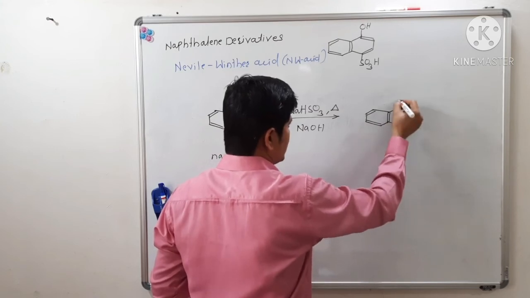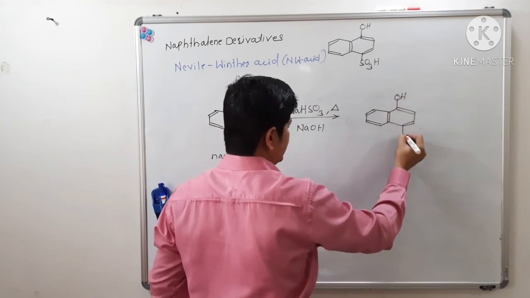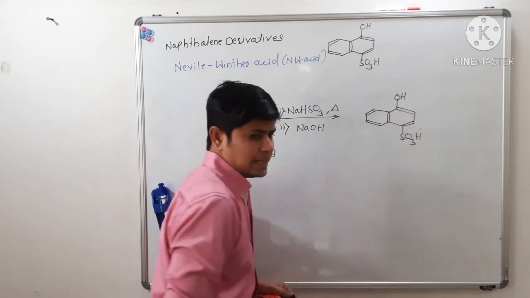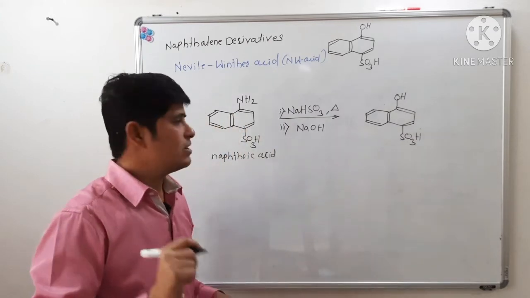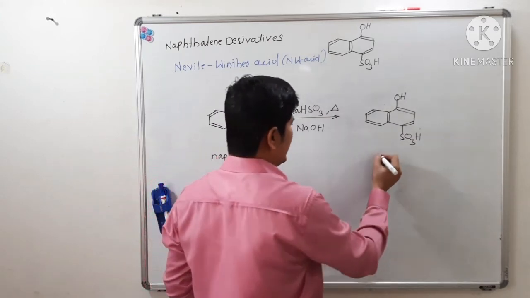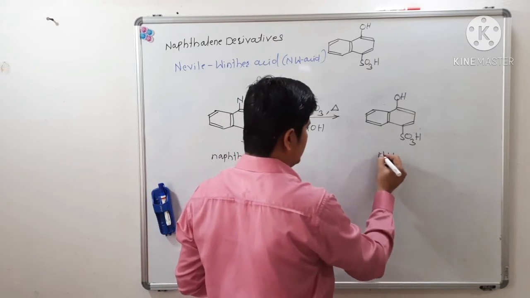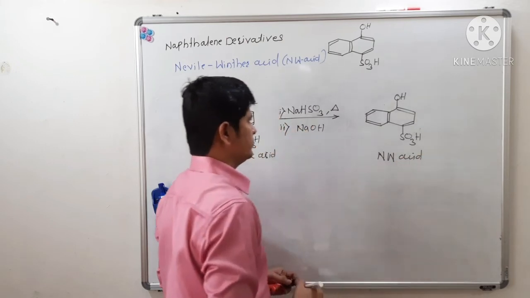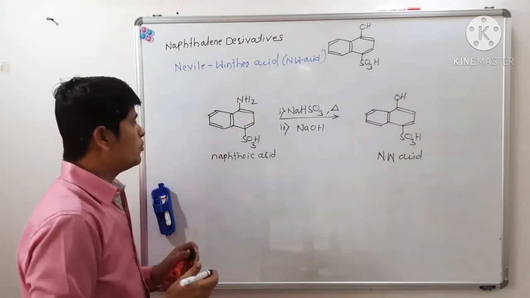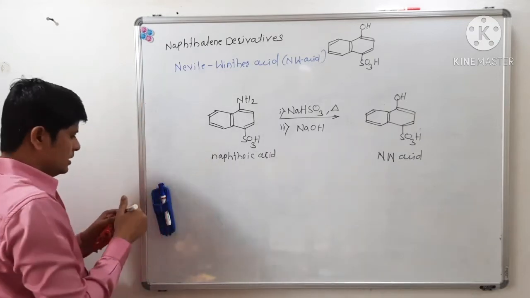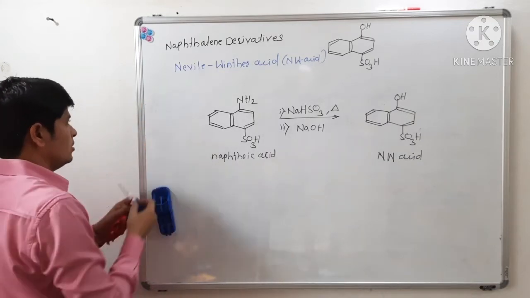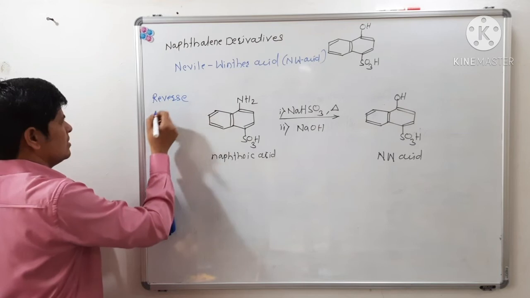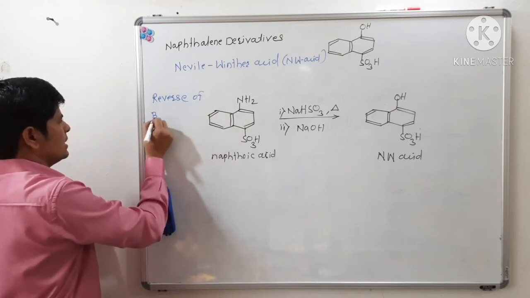replacement of NH2 functionality by hydroxyl functionality, or we can say replacement of NH2 group by hydroxyl group. So this is Nevile-Winther acid, or it is also called NW acid. So this is a reverse of Bucherer reaction.